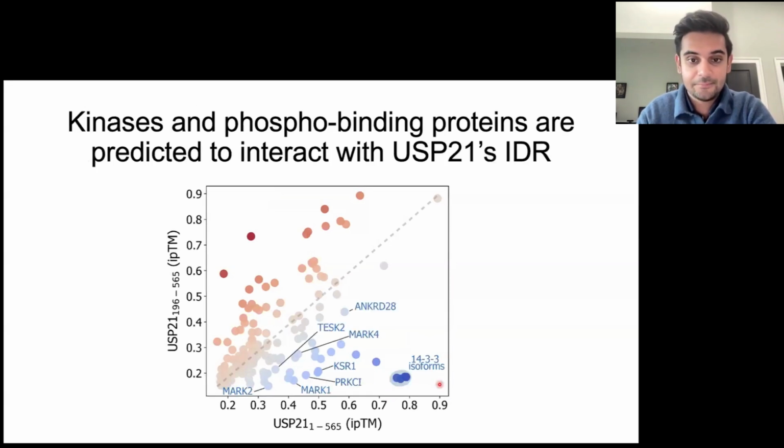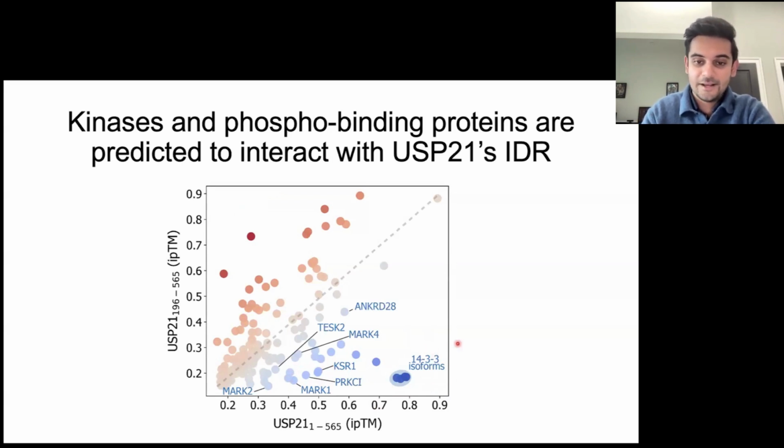And what I ended up finding from the screen was that a large number of proteins that had a higher IPTM score with the full-length USP21 are either kinases or they're phosphoserine binding proteins, specifically this class of 14-3-3 proteins.